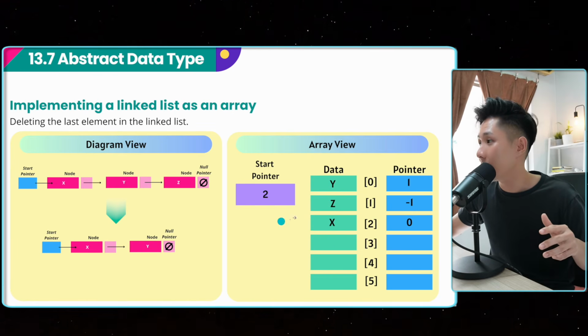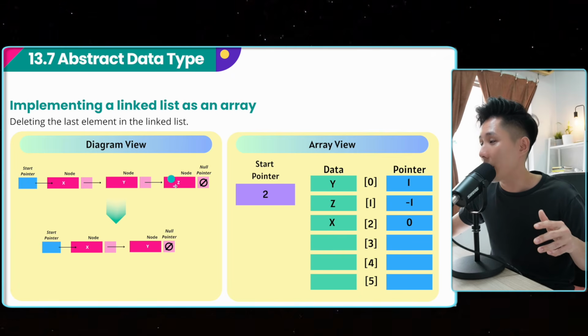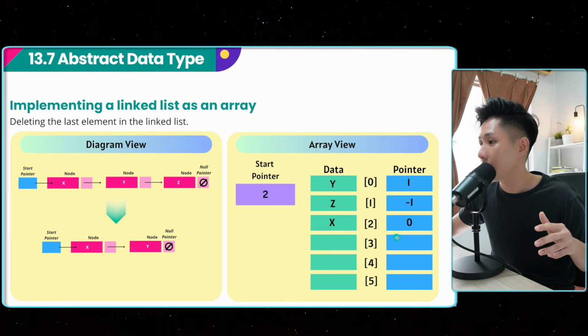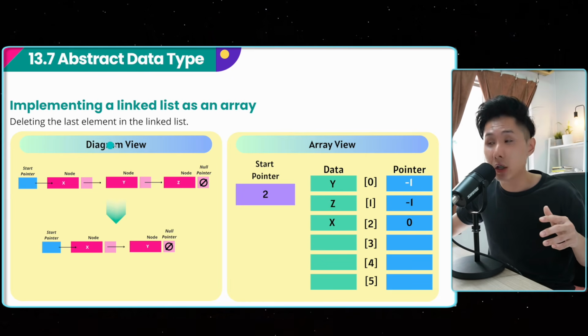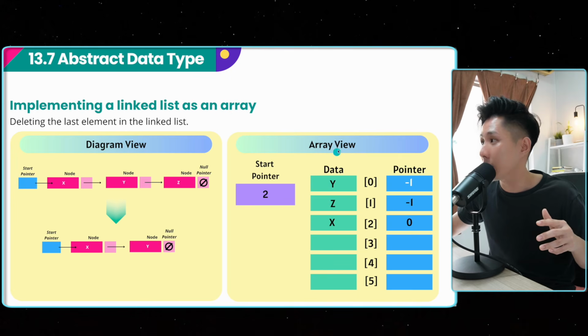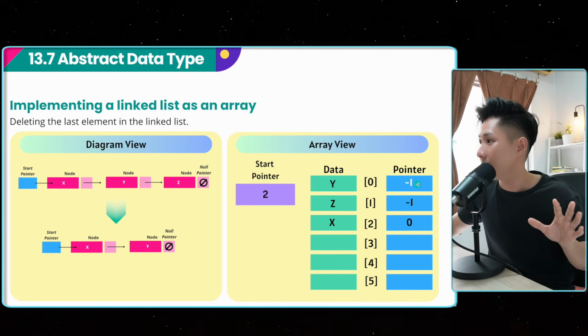Deleting the last element is the same thing. Whatever z is pointing to, I'll let y point to. So y will be pointing to -1. Hopefully this method of teaching helps you. You can see the diagram view and the array view at the same time.